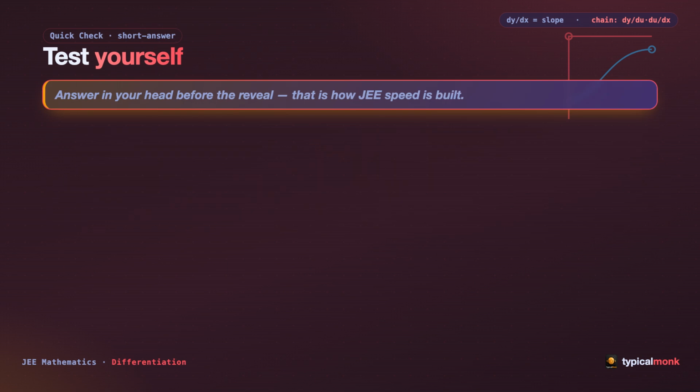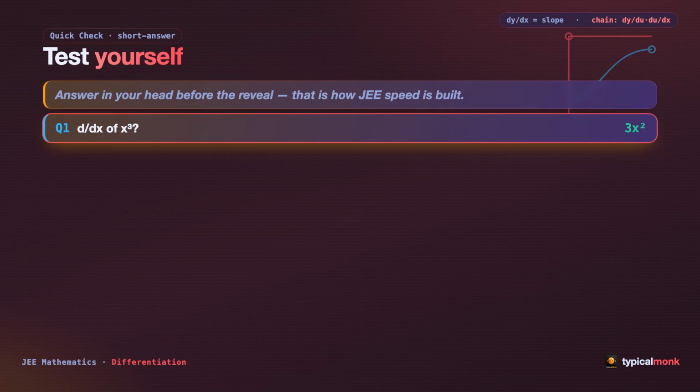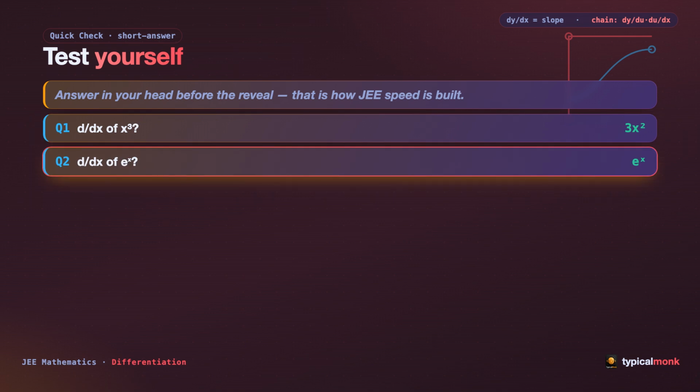Now, test yourself. Answer in your head before the reveal. That is how JEE speed is built. Here we go. Question 1. The derivative of x cubed: 3x squared. Question 2. The derivative of e to the x: unchanged.